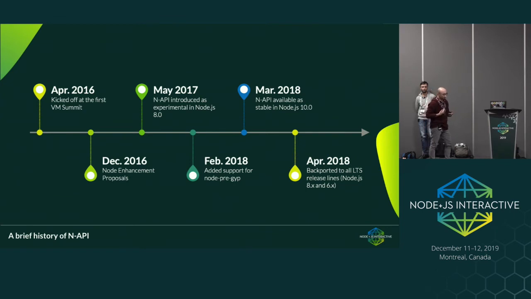After that, in July, at a new VM summit, we agreed on the criteria to exit from the experimental status. Having met these criteria, we got the agreement from the TSC to exit from the experimental status in March 2018. And then we started to backport N-API to all LTS release lines.